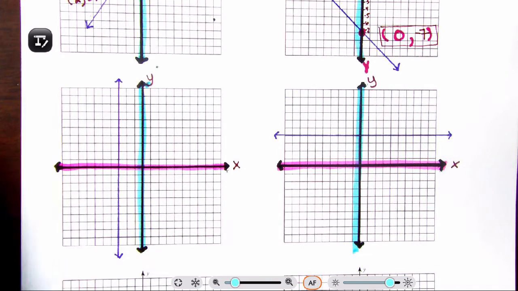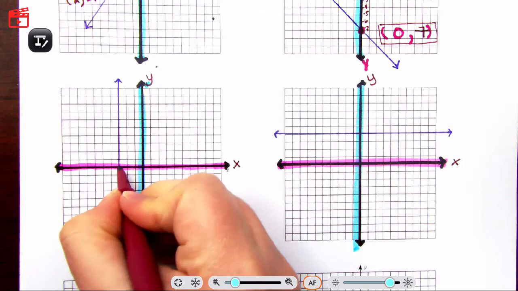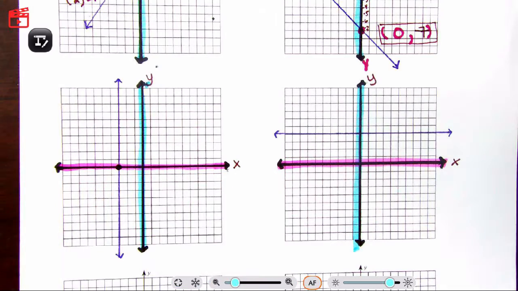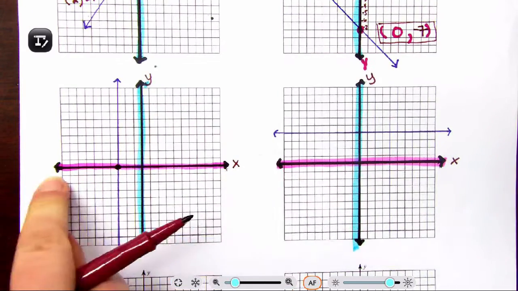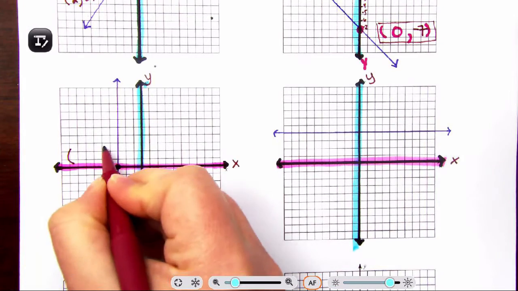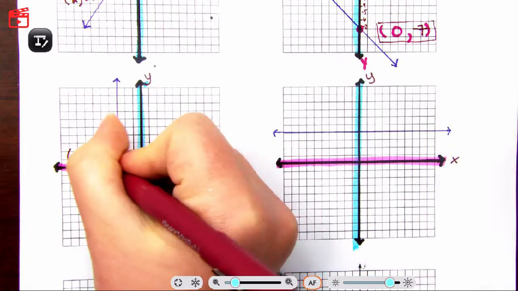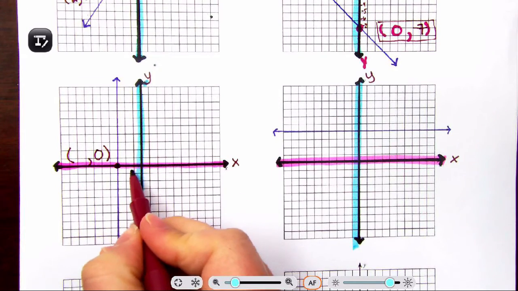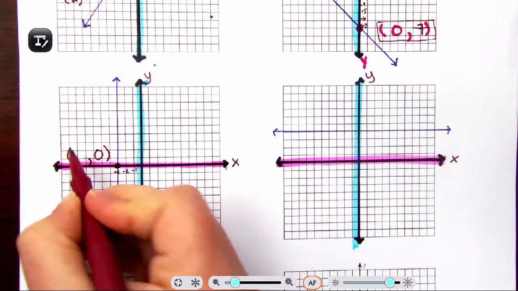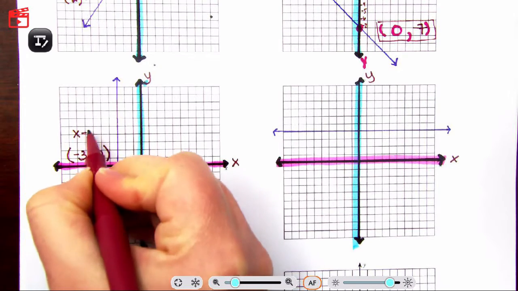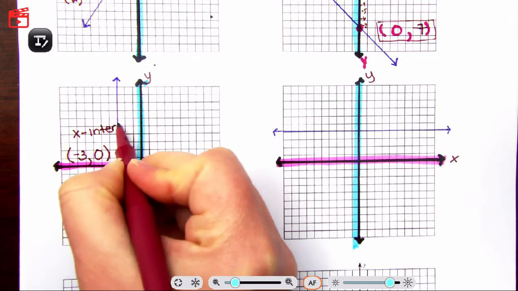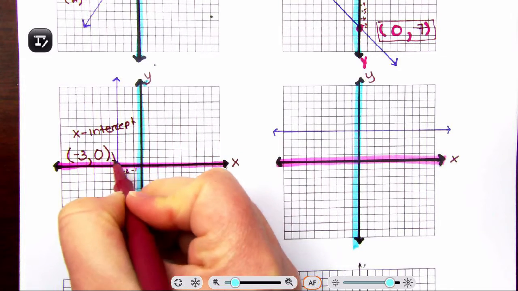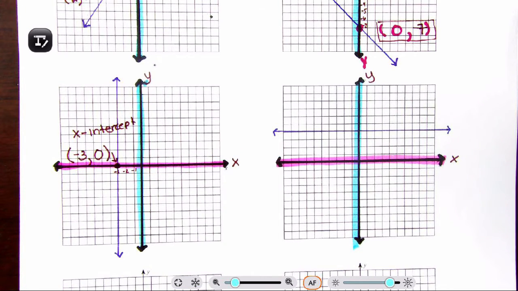Let's look at the line and where it crosses. So here I have one point or one intersection right there. It is on my x-axis, so that means this is our x-intercept, and that means the y part becomes 0. For the x part, let's count -1, -2, -3. So this is your x-intercept right here. It is on the x-axis. It crosses the x-axis at (-3, 0).